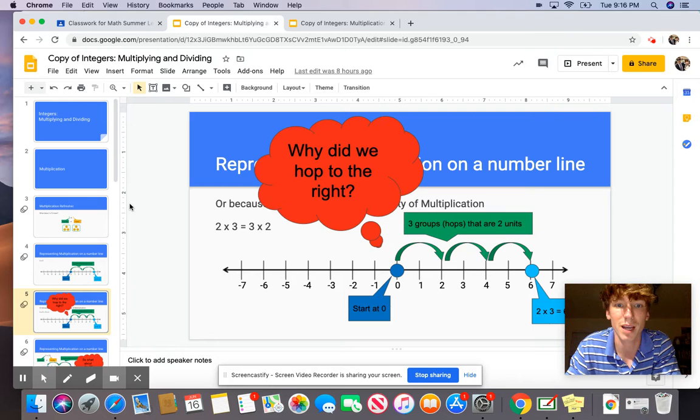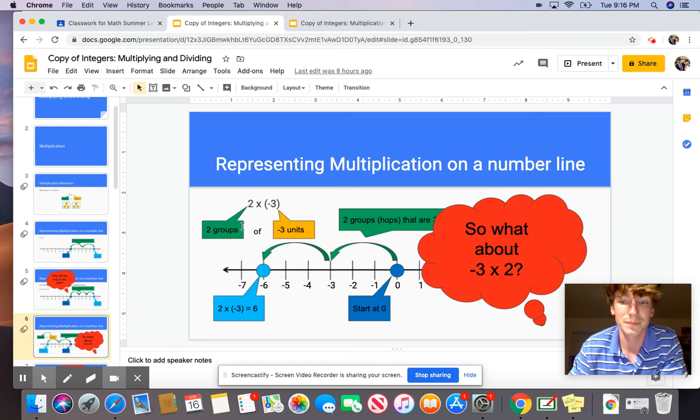Why did we hop to the right? Well, everything's positive, right? So we're going towards bigger numbers. It makes no sense to go into the negative numbers that way because we don't have any negative numbers going on right now. So what about negative 3 times 2? Well, you'd be going the other way. So you jump by negative 3 each time, twice. So negative 3 then negative 3. Okay, now that we have negatives, it makes sense to go that way.